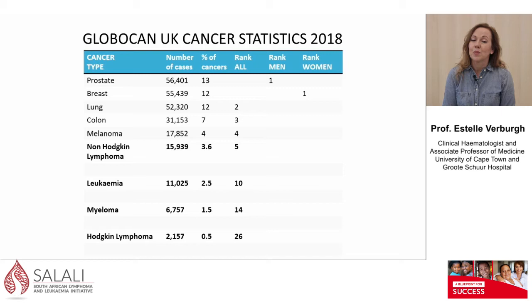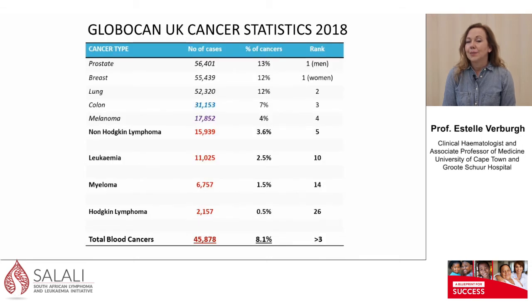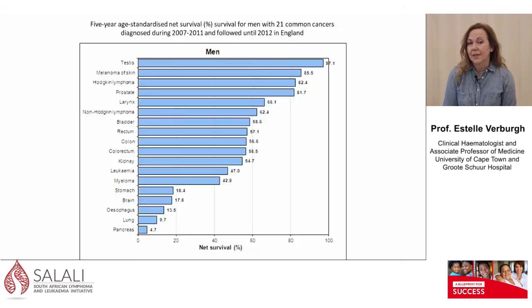So we can see that there is much more than just non-Hodgkin lymphoma in our cancer statistics. And let's look at these figures of incidence in 2018, and let's actually put these numbers together. Then we see that total blood cancers were 45,000, actually 46,000 in the UK. And now we see that we are passing colon and melanoma, and this cancer becomes number 3 hematological cancers on the list of global cancer statistics.